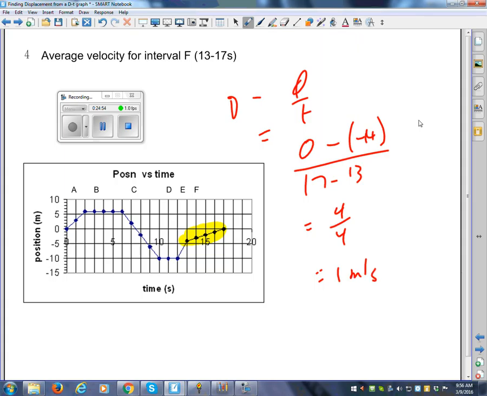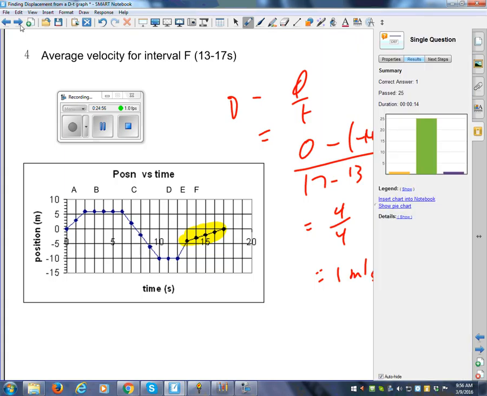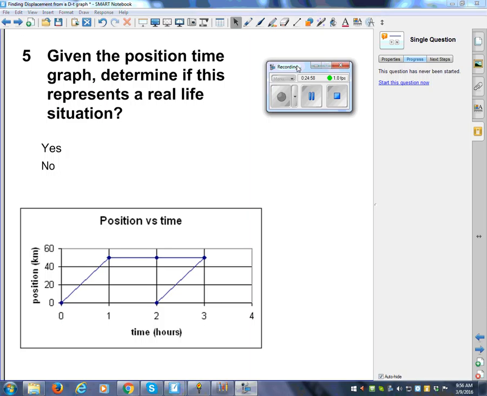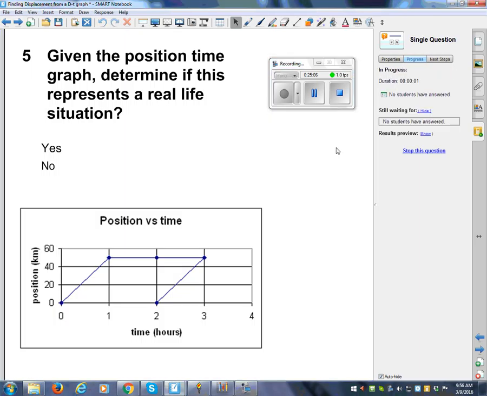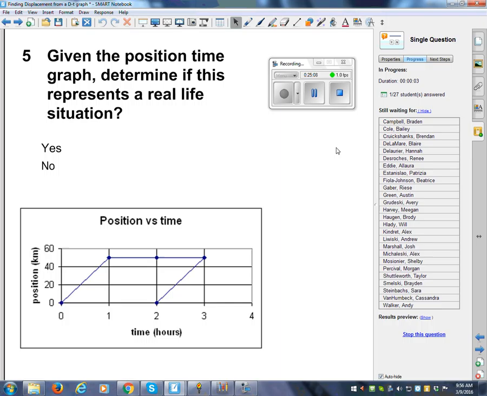1 meter per second. 1. Okay, last one. This is a yes, no. Do I have to start it? Yes, I do. Given this position time graph, determine if this represents a real life situation. It's Y or N.